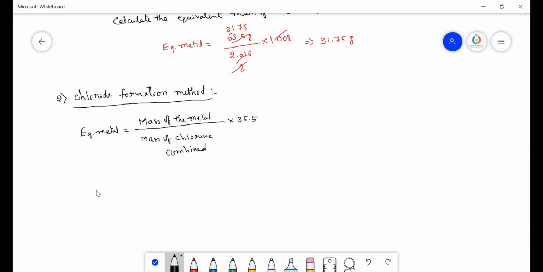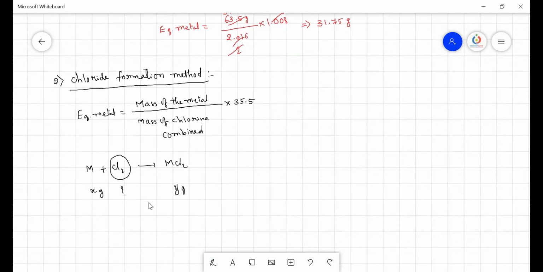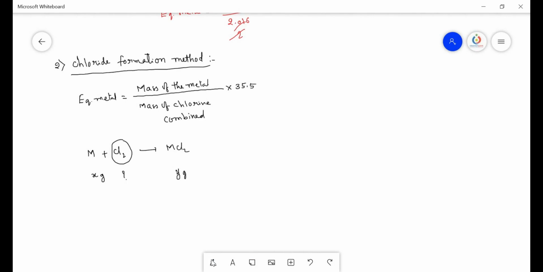Let us take an example here. Metal M reacts with chlorine and forms MCl2. The mass of the metal is x grams and it combines with a certain amount of chlorine, which is unknown. Later the final metal chloride mass is y grams. And they ask you to calculate the equivalent mass of the metal.